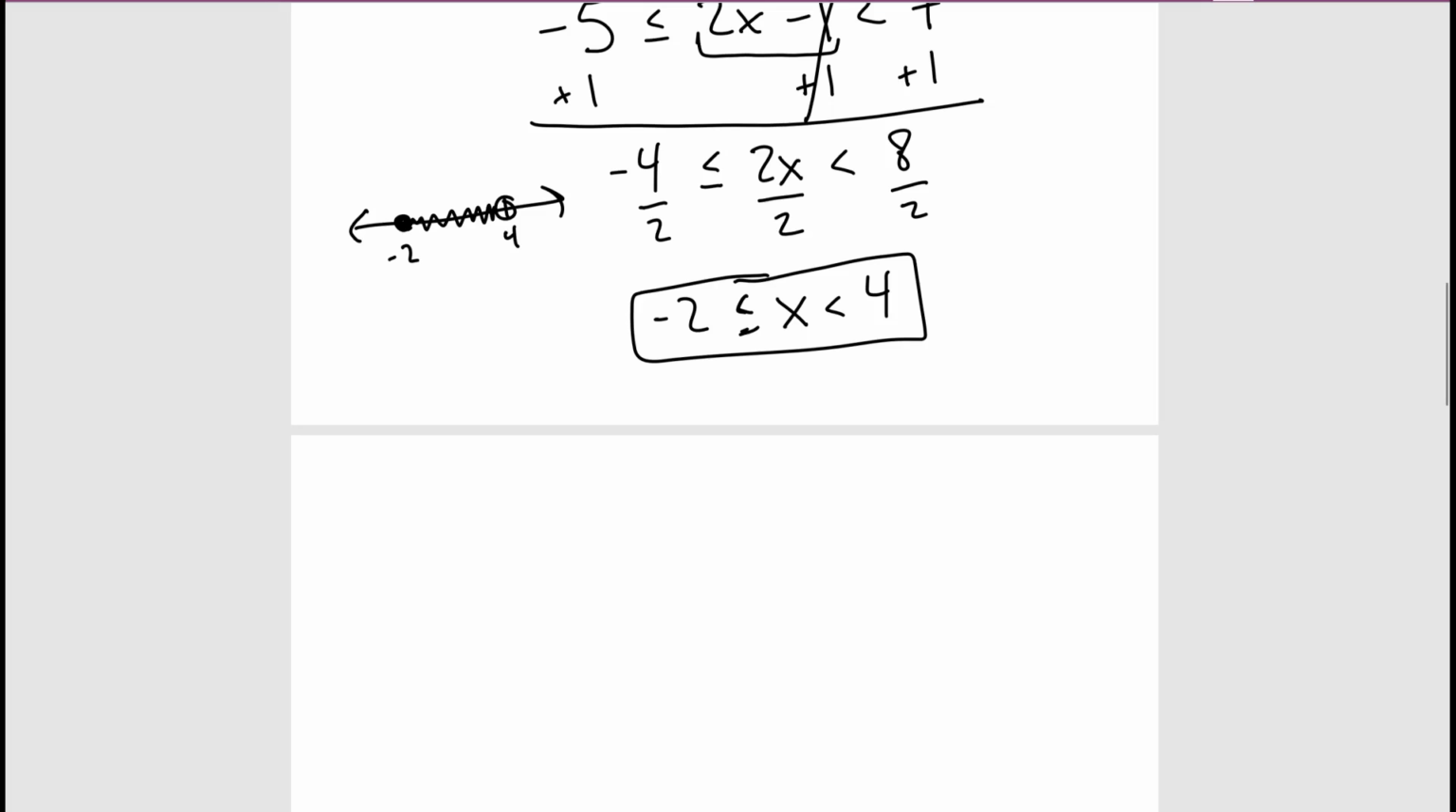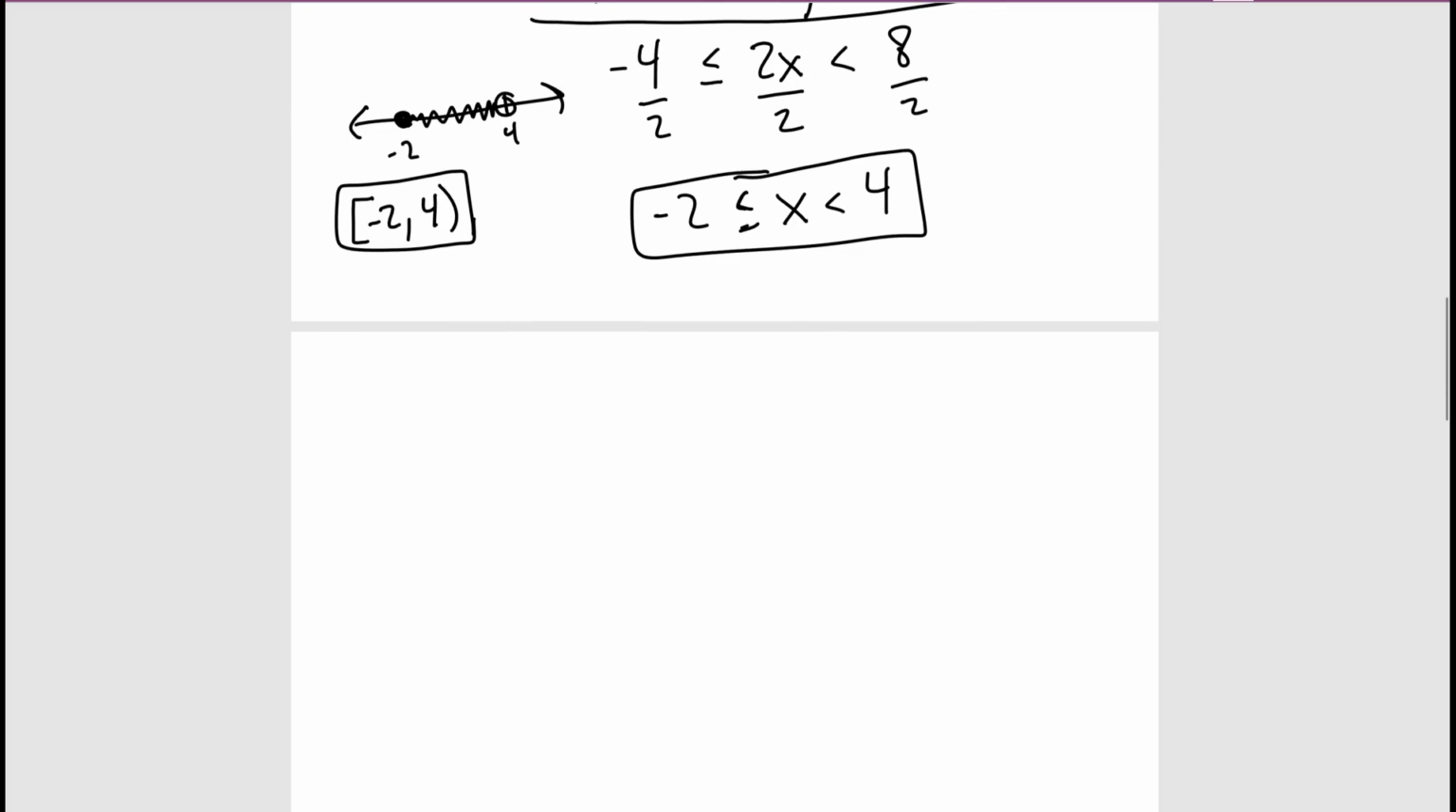So how do I write this in interval notation? It will be between bracket -2 all the way to 4 parentheses. And that's all there is to it. So let's try another problem. Let's say we wanted to do -5 less than or equal to 3x minus 2 less than or equal to 4. We want to figure out what value of x will solve this inequality.